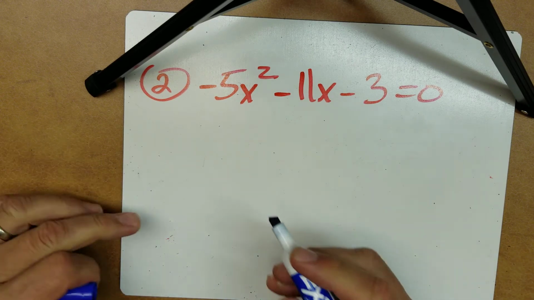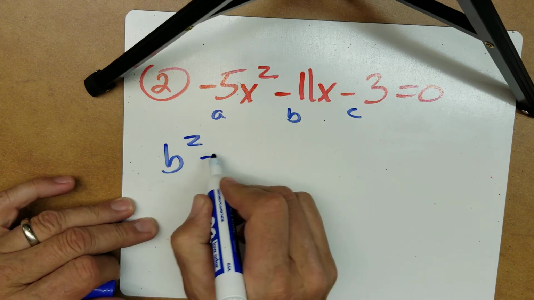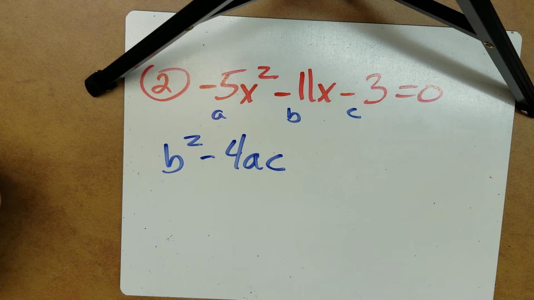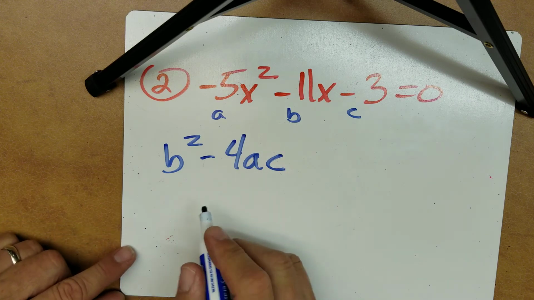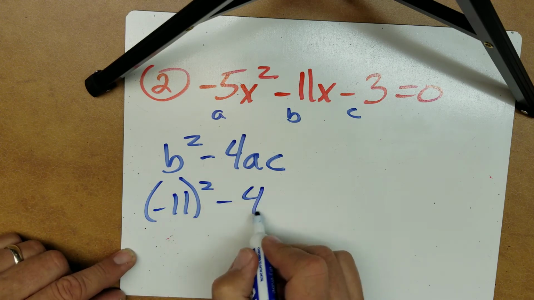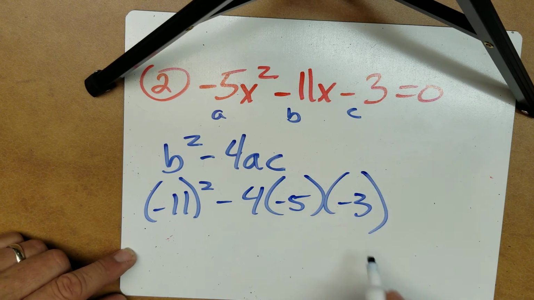Well, let's identify A and B and C. Let's throw that in our discriminant, B squared minus 4AC. It's a discriminant because it's discriminating between what type of solutions we have. That's where the word's coming from. So now B is negative 11, so that's negative 11 squared minus 4 times A. A is negative 5. C is negative 3.